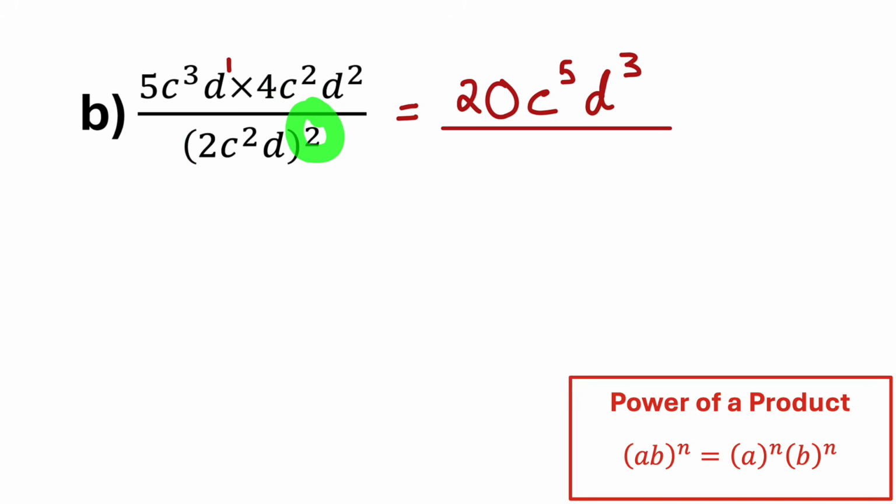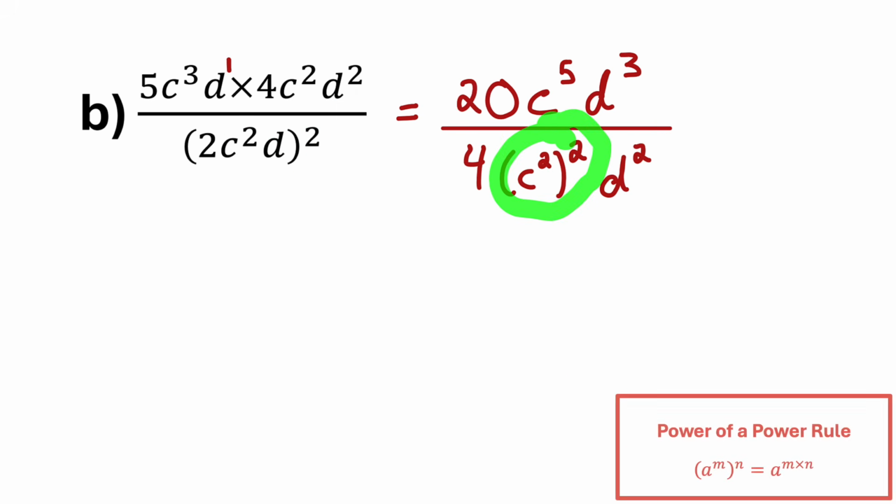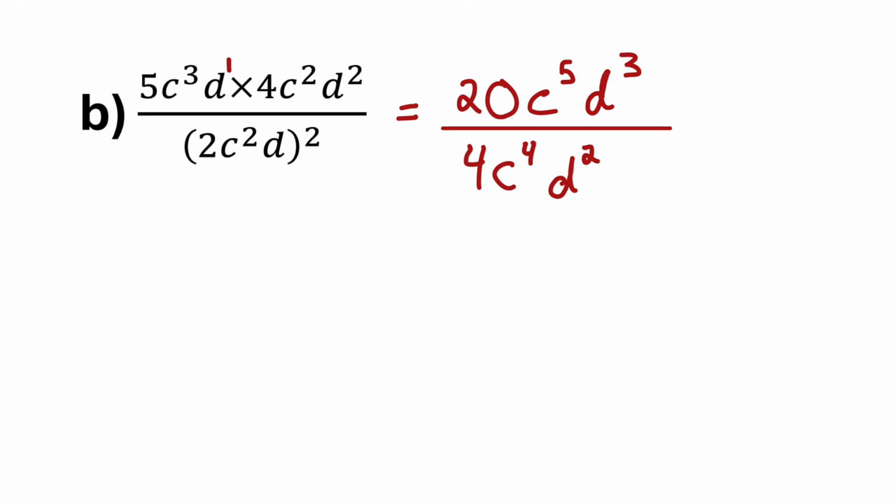This 2 has to be applied as the exponent to all factors of the base, the 2, the c squared, and the d, giving me 2 squared, which is 4, and then c squared squared, and d squared. And this c squared squared, using the power of a power rule, I can multiply the exponents, making it c to the power of 4. And now I can simplify my quotient by doing my divisions.